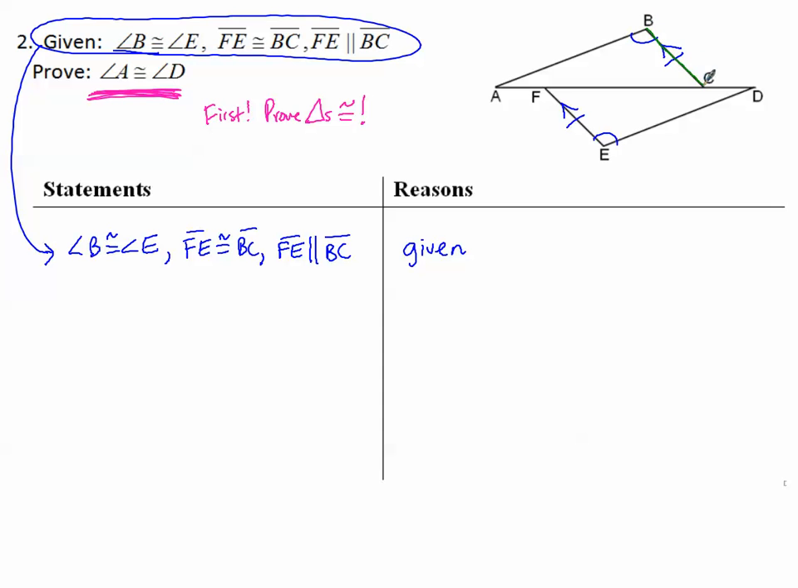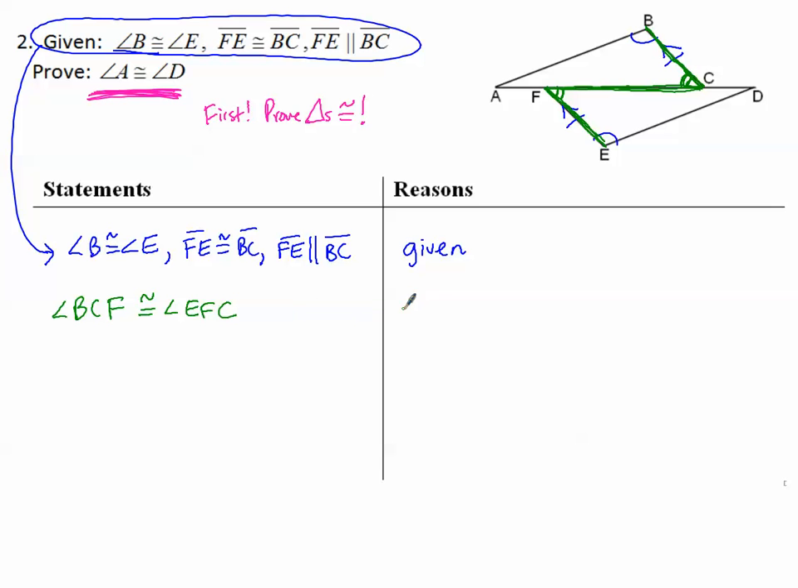Remember how we can use the zigzag shape to get alternate interior angles? There's my zigzag shape right there, so I can say this angle is congruent to this angle. Now, if I just say C, it's a little ambiguous. Which C do I mean? So I'm going to use the three-letter name, BCF. Angle BCF is congruent to angle EFC.